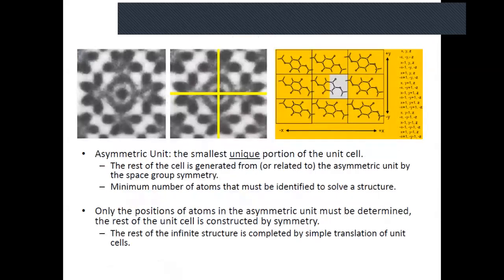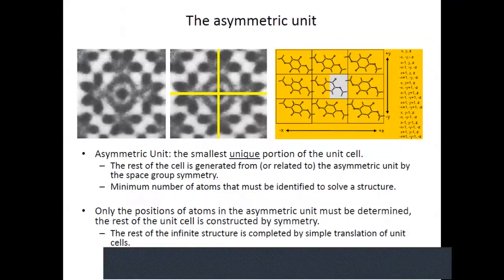And so this is important. What you're doing when you're solving a crystal structure is you're solving what's called the asymmetric unit. So we talked about a crystal is a regular repeat unit, which is the unit cell. So the unit cell gets repeated in 3 dimensions due to translation. But within that unit cell, you have to solve what's called the asymmetric unit.